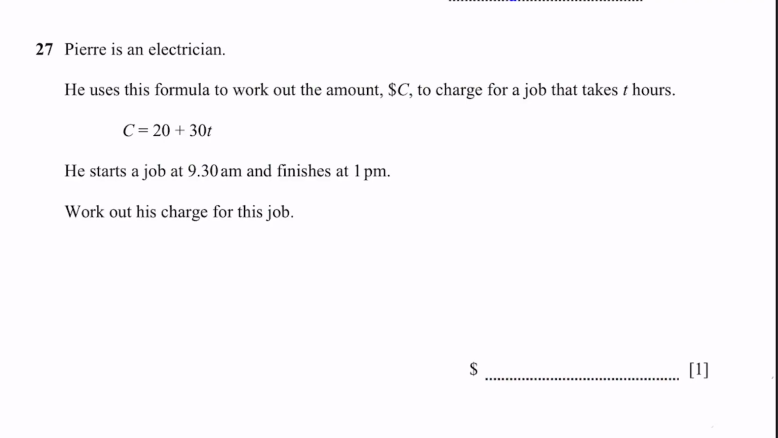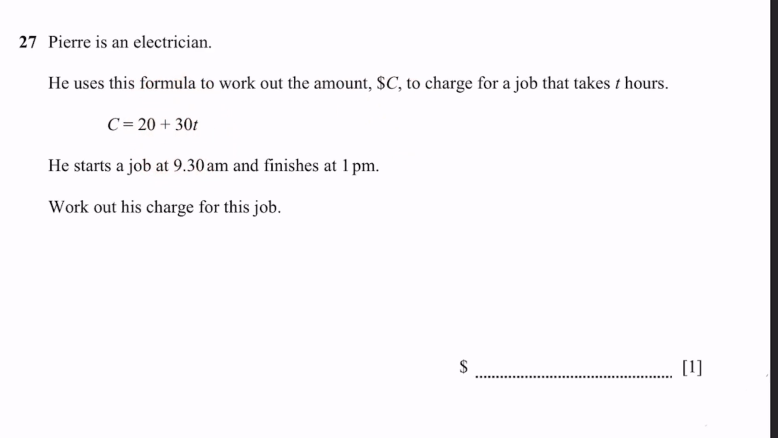Question 27. Pierre is an electrician. He uses this formula to work out the amount $C to charge for a job that takes T hours. C equals 20 plus 30T. He starts a job at 9:30 a.m. and finishes at 1 p.m.